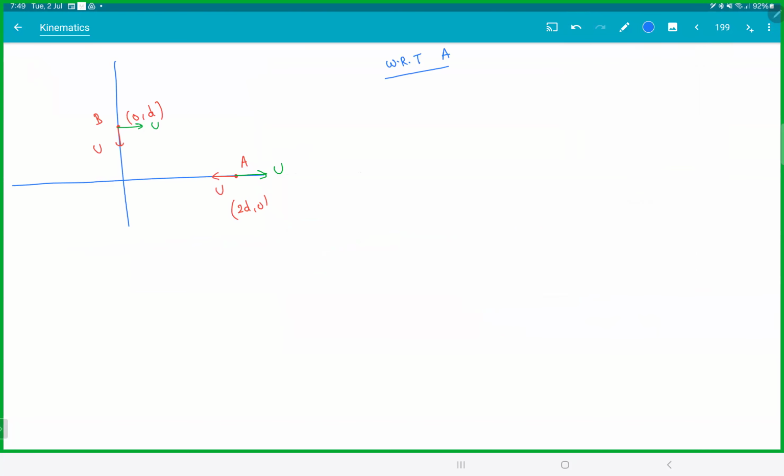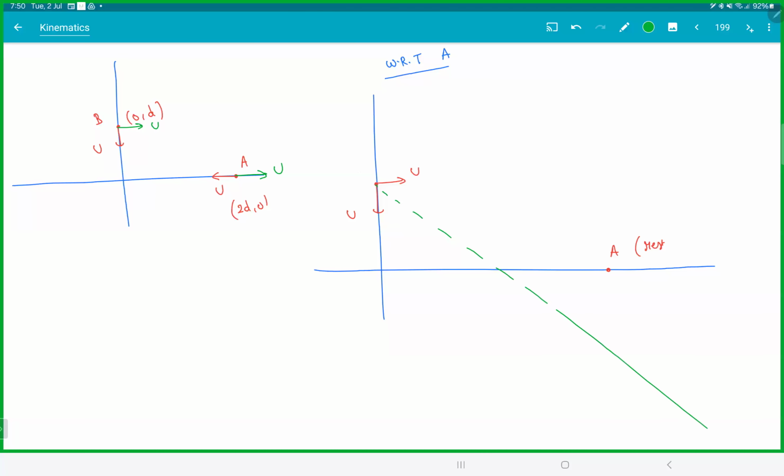Okay. Now what will happen when you do this? Now listen carefully here. This person A will come to rest. A will say, okay, I am at rest now. But this person B is going with U this way and it is going with U this way. That means he will go like this, in a straight line at an angle. This is the path of B as seen by A. Now A starts thinking B is going at an angle.